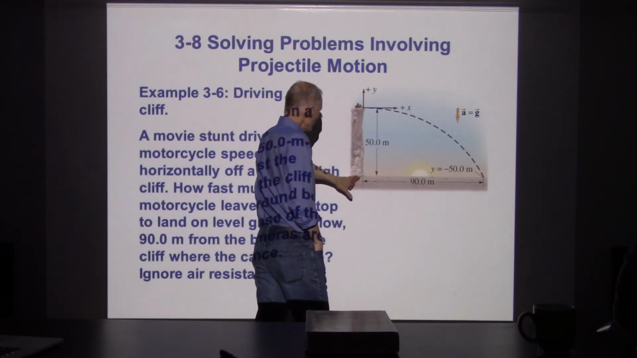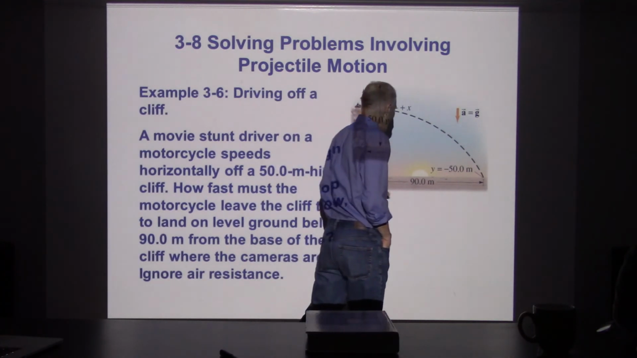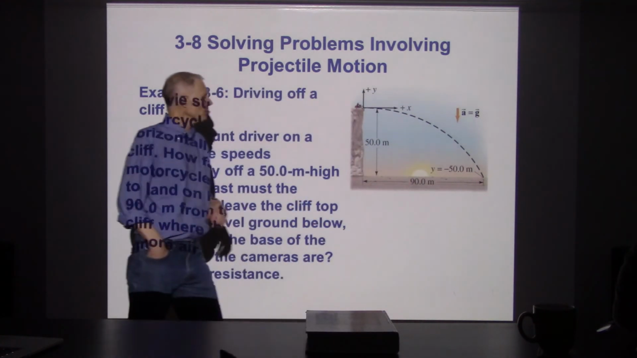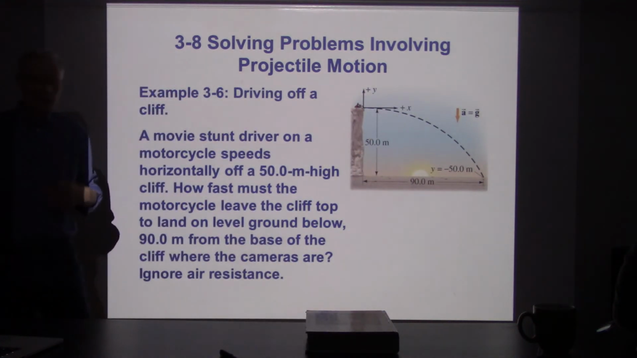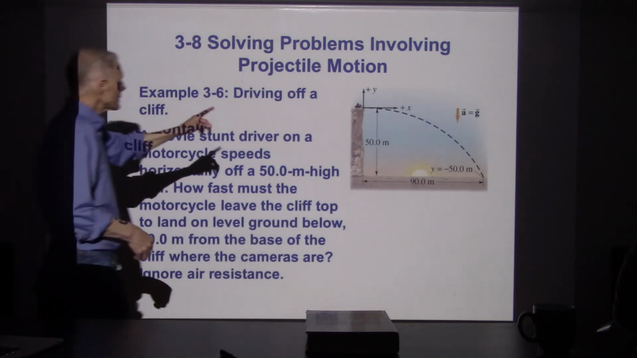Now the cliff is 50 meters high. It's the same cliff we had before, but they're driving the motorcycle off the cliff this time. The motorcyclist has, in his contract, got to travel 90 meters. If he travels 90 meters, he gets an extra $1 million bonus.